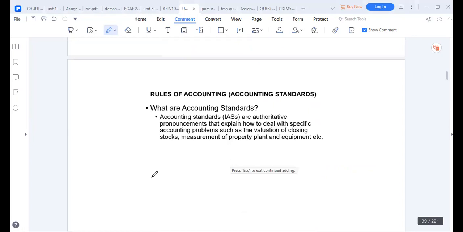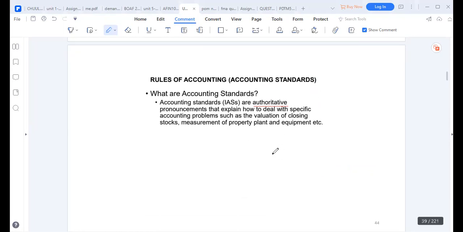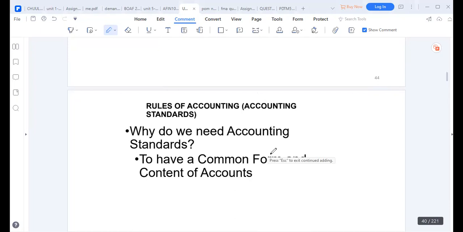So what are these accounting standards? They are the authoritative pronouncements that explain how to deal with certain accounting problems. For instance, how to evaluate closing stock, how to evaluate or measure property and plant. So these have given us a standard way, wherever you go, whether it's in Zambia or in the States, how to evaluate such.